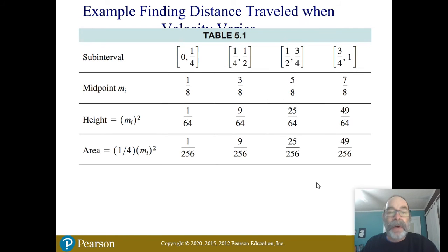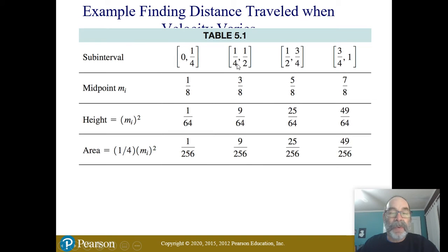So in our interval between 0 and a quarter, what's halfway in between? 1/8. And remember our equation is y equals t squared, or f of t equals t squared. So what do we do with that? We took our midpoint and we squared it. That's our height. And the area is going to be 1/4 times 1/64, and you get 1/256. Not the best problem for an example, but it shows you how to do it.